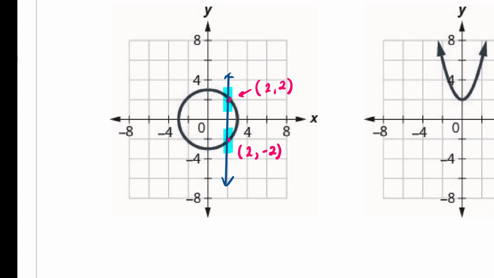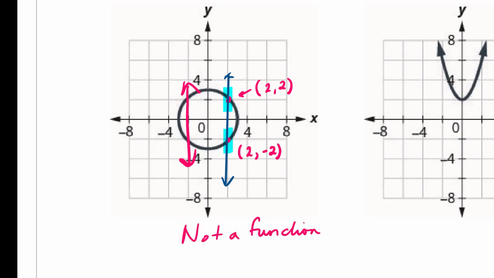And we could have drawn that vertical line anywhere. We could have come over here on this other side and drawn a vertical line. If you can draw one vertical line through your graph that joins two ordered pairs on the graph, then you do not have a function. So this is not a function.